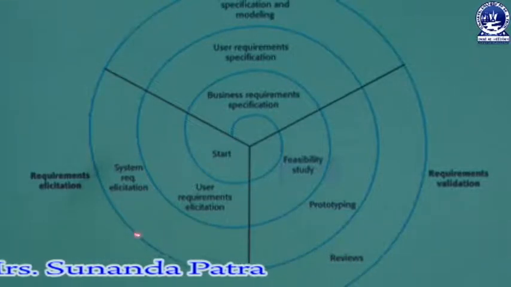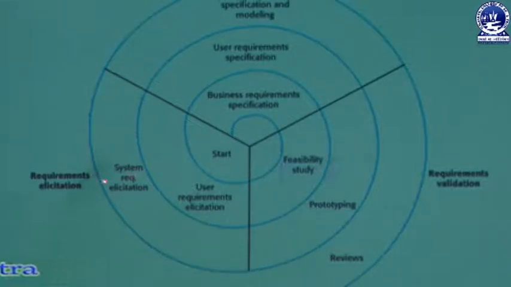Once all the requirements, whether user requirement, system requirement, or business requirement specification, whatever it may be, are in this quadrant, they will be illustrated, and in this quadrant they will be specified. Once we get the specification, we give it to the customer for validation purposes. So this quadrant is known as the requirement validation process.